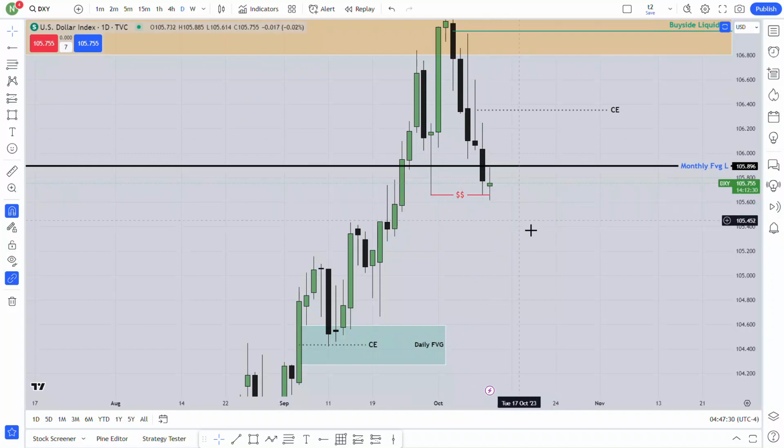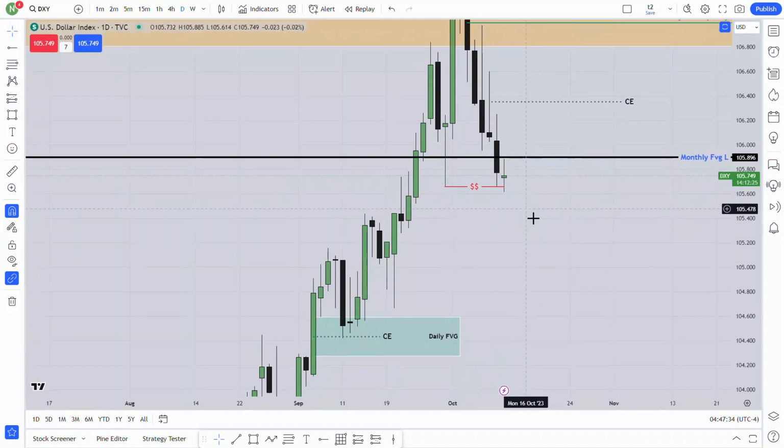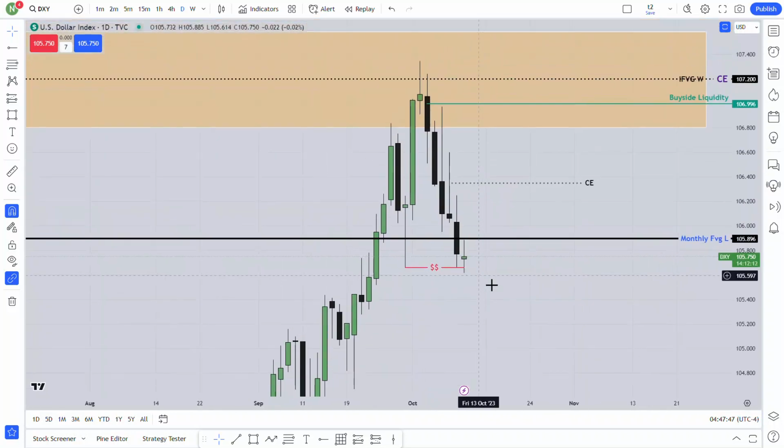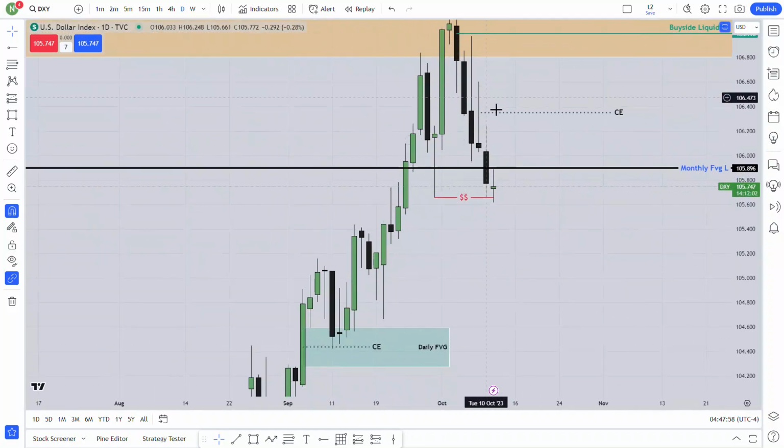It is clear to me that it came lower to take the liquidity, but it's not sure, because this is today's candle, so it can easily reverse from there and close somewhere here. It can happen, but so far I can see it came lower to take the liquidity. And all of you know that my overall bias is bullish.